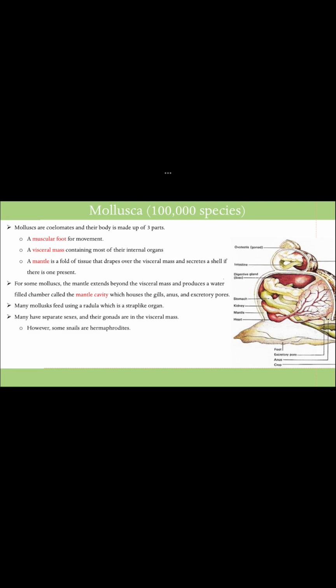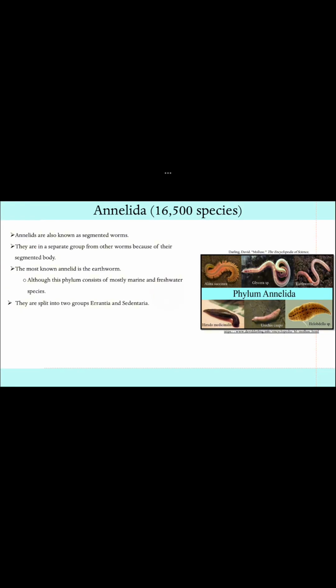Many mollusks feed using a radula, which is a strap-like organ. Many have separate sexes, and their gonads are in the visceral mass. However, some snails are hermaphrodites. The next phylum is Annelida, which has 16,500 species. Annelids are known as segmented worms. They are in a separate group from other worms because of their segmented body.